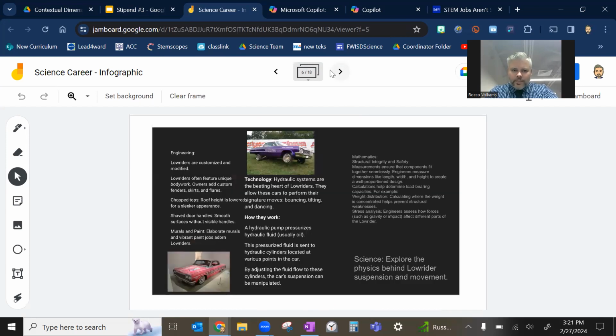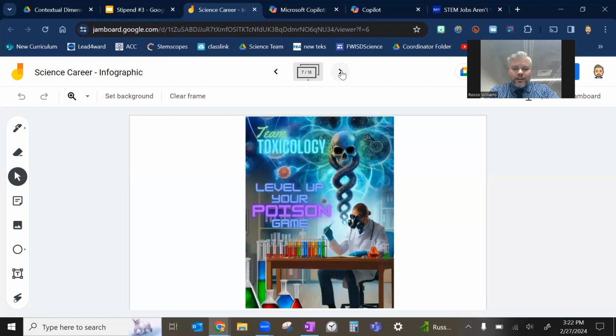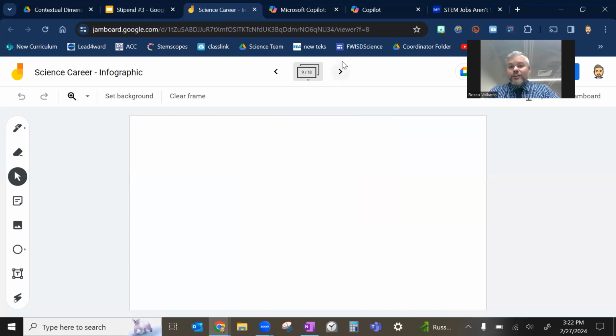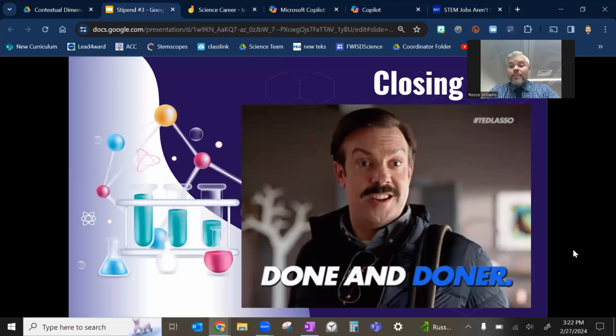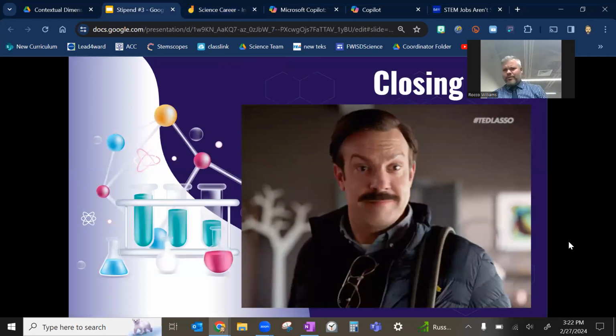Megan was working. Here's another group of our engineering physics teachers talking about how you could create lowriders. What an interesting way to connect with the kids. That's pretty interesting. Our chemistry teachers had created this little infographic, level up your poison game, become a toxicologist. So, connecting with students, making it relevant. Just some great examples that we had from our session on Saturday. And that took us about halfway through our time.